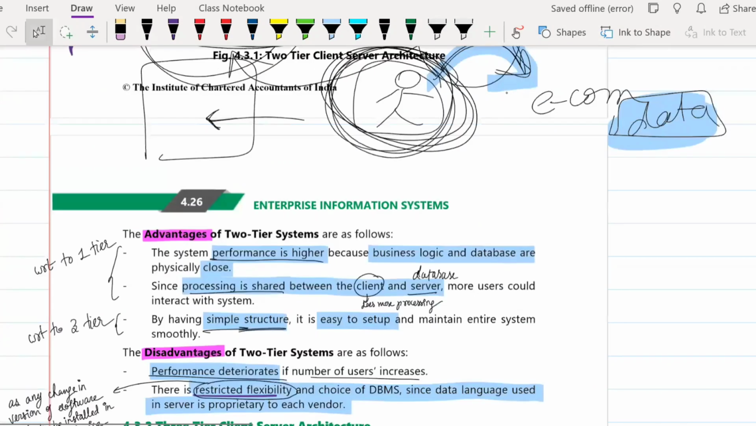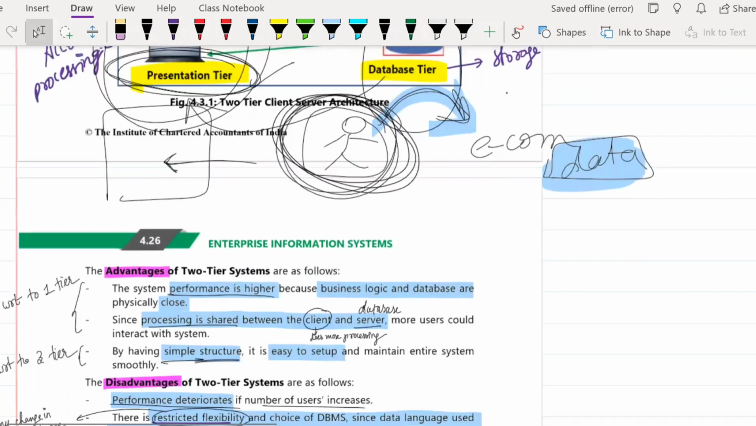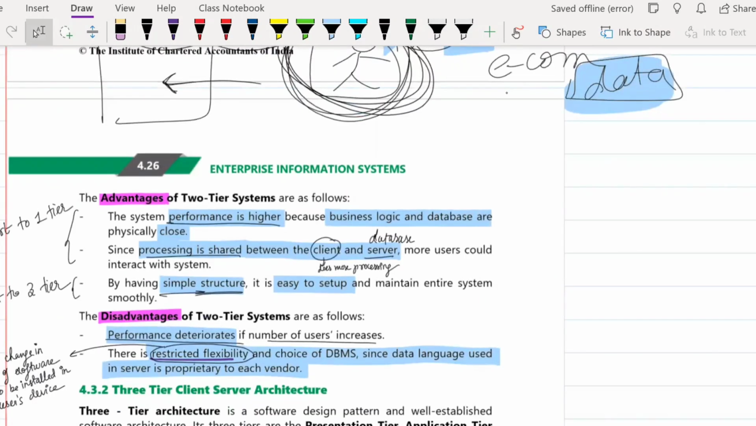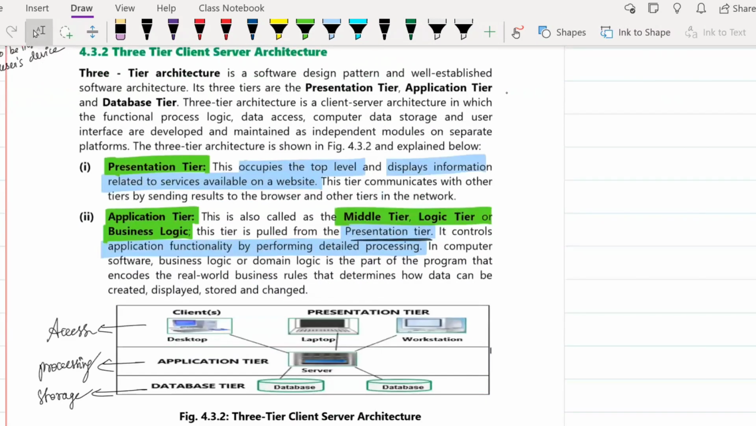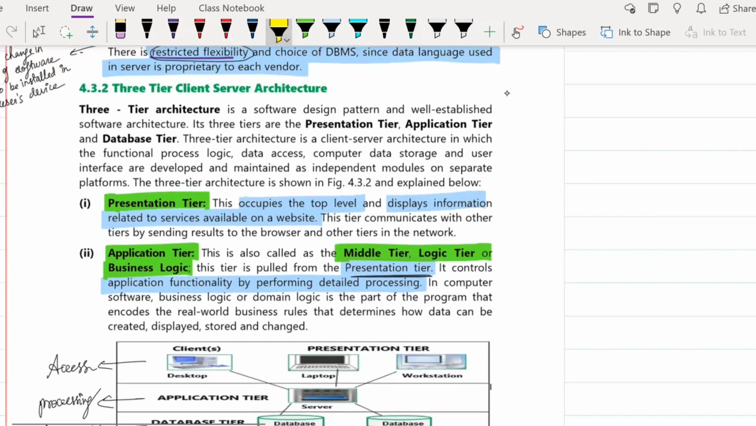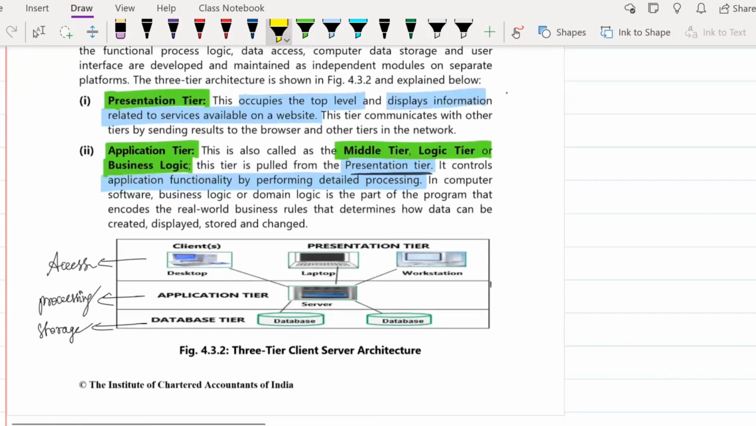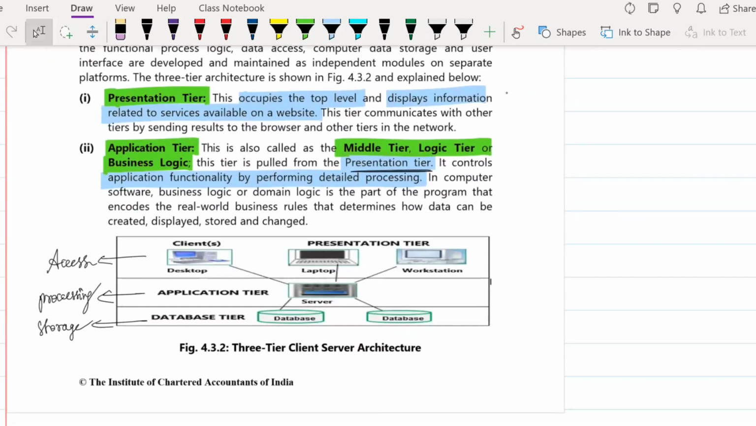Now that we have studied the two tiers in a two-tier system, we are going to study the advantages and disadvantages. But before that, we'll go and see the three-tier architecture too. In three-tier architecture, there are basically three layers, as you know. First is the presentation tier, then the application tier, and then you have your database tier.